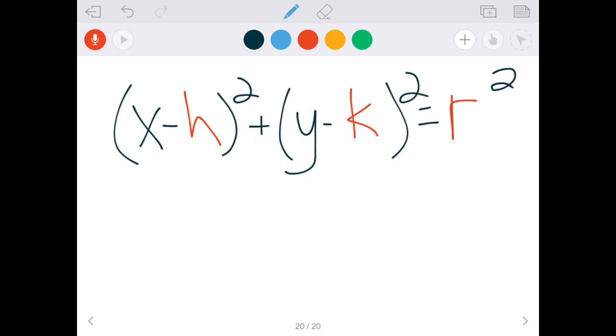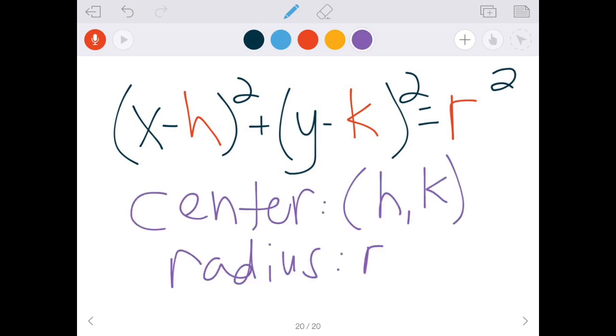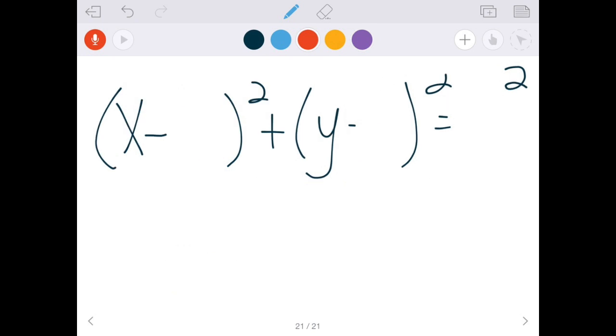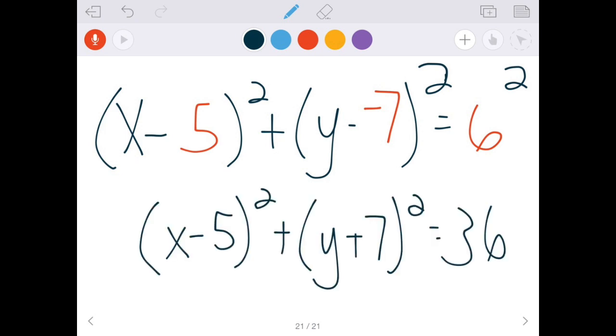So you use this when you write the equation of a circle. HK is your center and R is the radius. Here's the skeleton for your circle equation. You just fill in with HK and R, and this time we have to simplify.